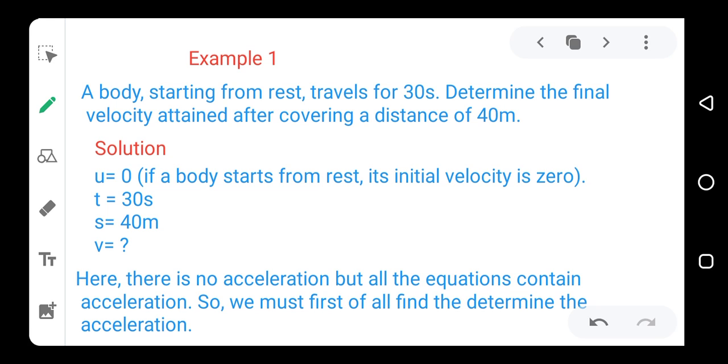So write u is equal to 0. So here, because we are told that the body starts from rest, we take it that our initial velocity is equal to 0. Now we write down other parameters given. Bringing out the parameters will help you to know which of them is missing so that you can now determine which of the equations to use. Now u is equal to 0, t is equal to 30, s is equal to 40 meters, and then we are looking for the final velocity. We are asked to determine the final velocity.